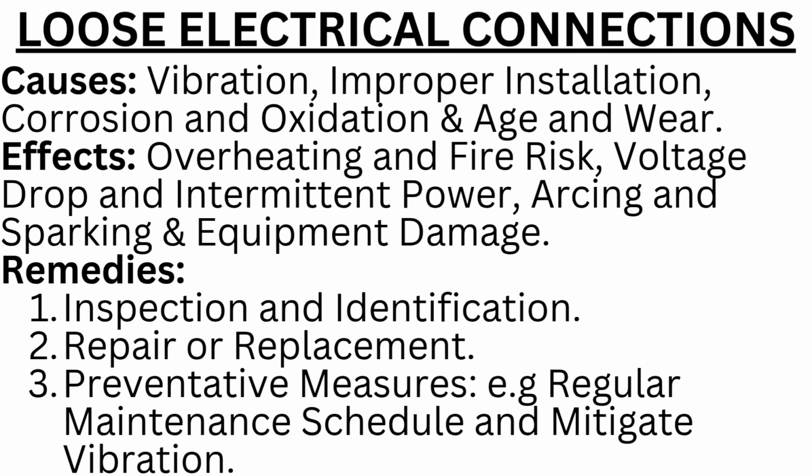Causes. Vibration, improper installation, corrosion and oxidation and age and wear. Effects. Overheating and fire risk, voltage drop and intermittent power, arcing and sparking and equipment damage. Remedies. 1. Inspection and identification. 2. Repair or replacement. 3. Preventative measures. For example, regular maintenance schedule and mitigate vibration.